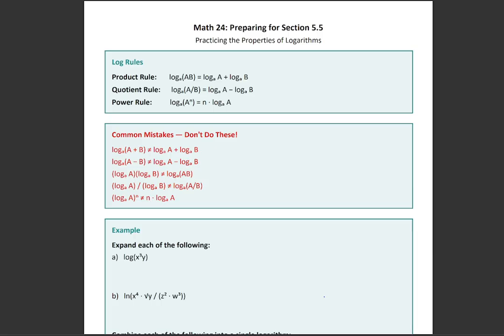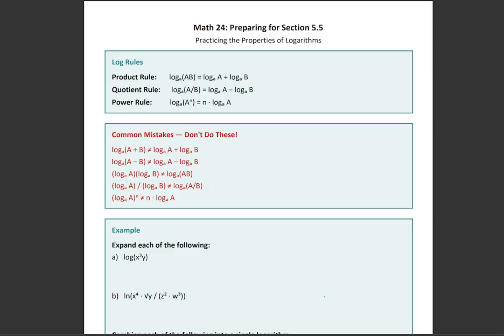We have log base a of a times b becomes log base a of a plus log of b. We also have a quotient rule where if I have log of a over b, it becomes log of a minus log of b. And lastly, we have a power rule where the log of a to the n is n times the log of a. Notice how the base in all of these match. And that's important. You must have the same base on your logarithm in order to apply these rules.